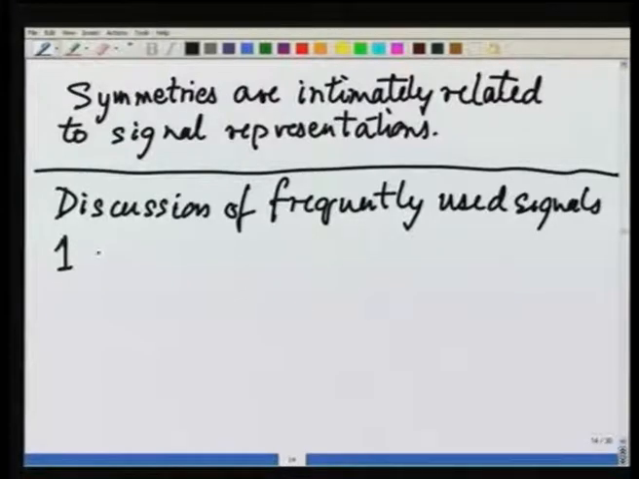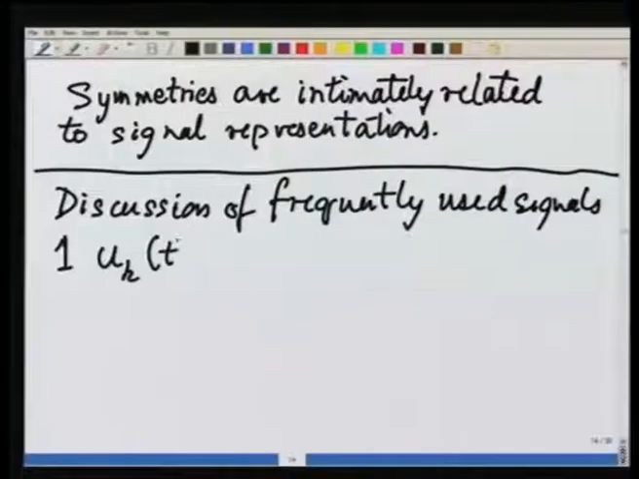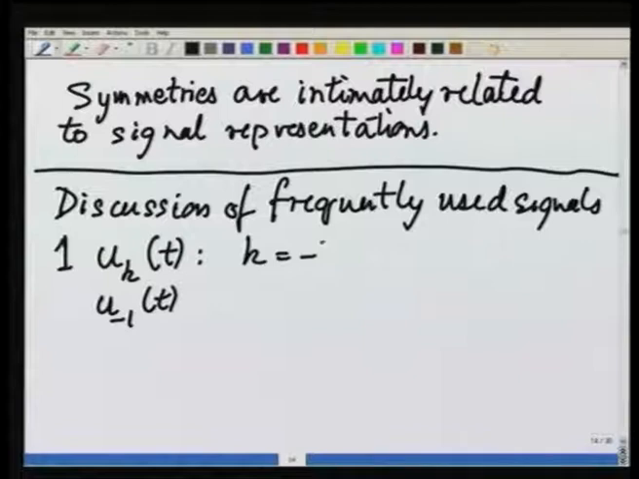Frequently used signals. The first family of frequently used signals that we will talk about today are of the so called u k family. We will discuss the continuous time versions of these signals first, and then we will also discuss the discrete time versions. So, the first member of the continuous examples is u minus 1 of t. This is a whole family of signals for k equal to minus 1, minus 2 and so on.